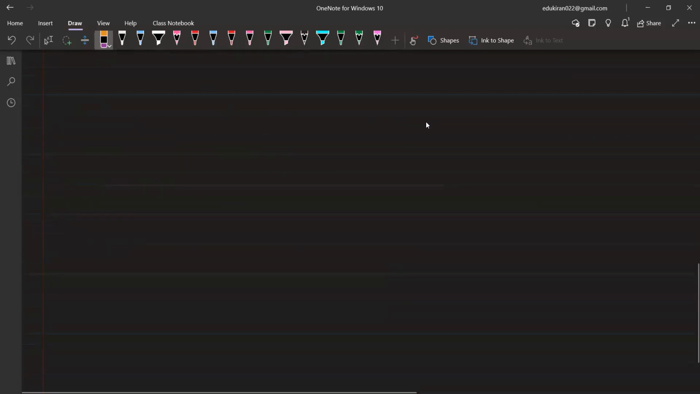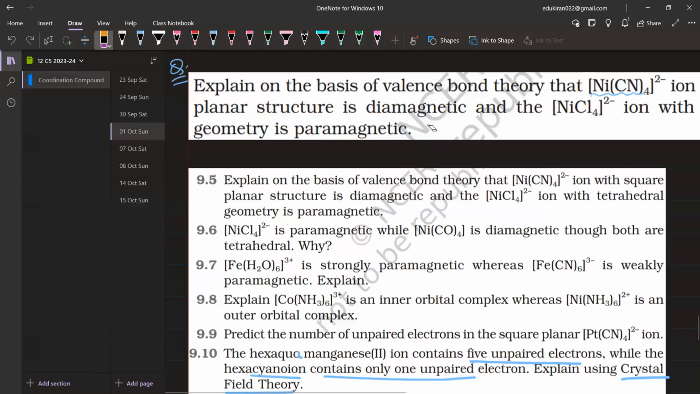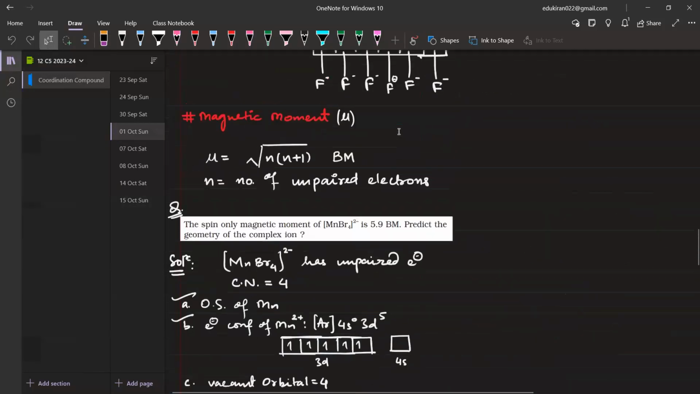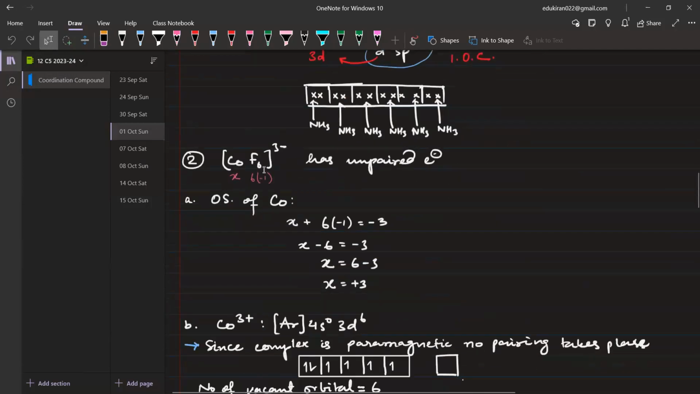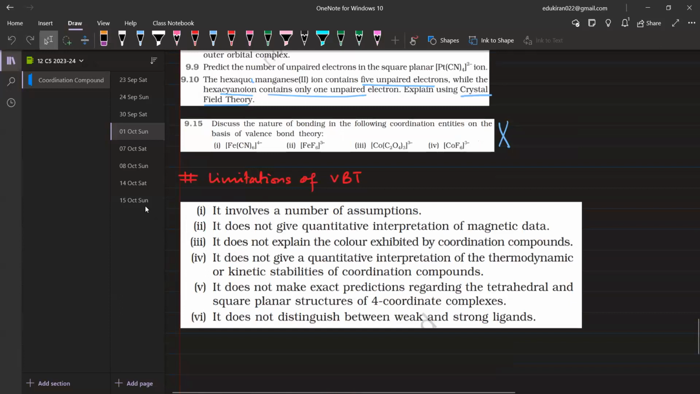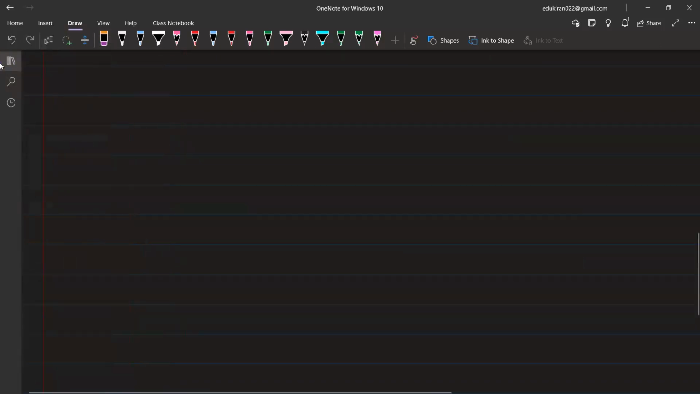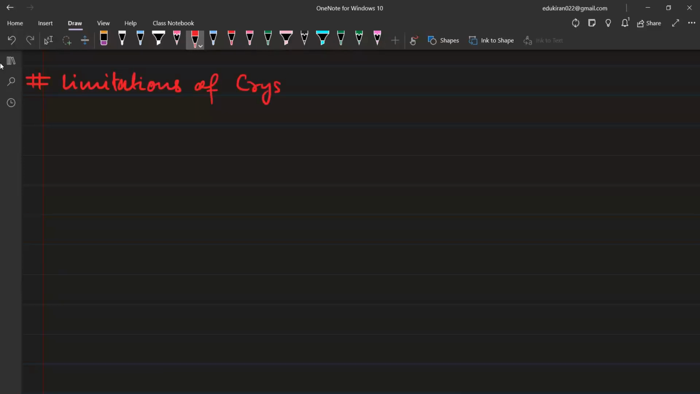Okay. Now there are a few limitations. I think we wrote the limitations of valence bond theory. Did we? I think we have done valence bond theory के limitations. हाँ, limitations of valence bond theory is done. Limitations of crystal field theory. Number 1. Crystal field theory में जैसे कि हम लोगों ने देखा था that it only takes into account the ionic character of metal and ligand bond.